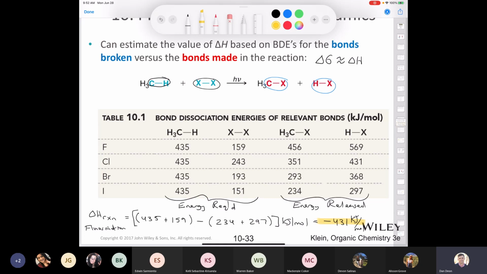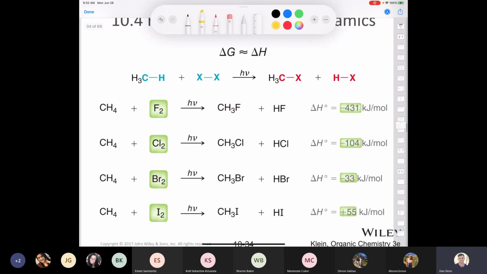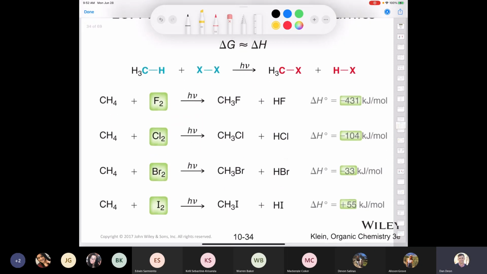And so if we compare that to the delta H of chlorination, bromination, and iodination, you see that fluorination is by far the most exothermic of them all. In fact, it's too exothermic, okay? So exothermic that it could cause something like an explosion. Now, as an organic chemist, we generally frown upon things like explosions in the lab.